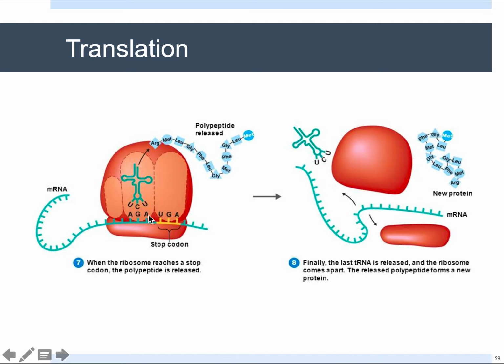have a stop codon. Once you have a stop codon, the synthesis will cease, the last transfer RNA will be released, and then the ribosome will separate. Then you end up with your new protein, like that.